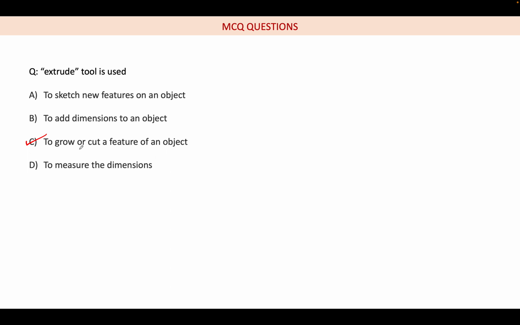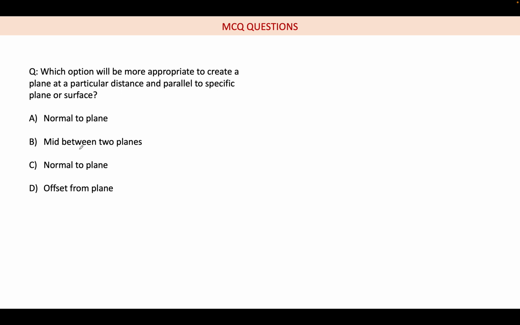So another MCQ question. Which option will be more appropriate to create a plane at a particular distance and parallel to a specific plane or surface? If you have already seen the lecture, sir might have already explained. We will also see later in our session what these options are. Option A is normal to plane, option B is mid between two planes, option C is normal, so this option is repeated, option D is offset from plane.